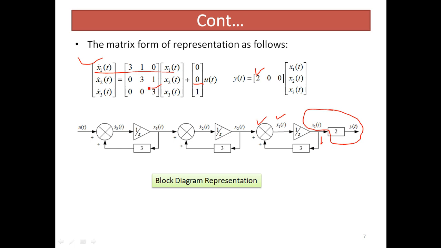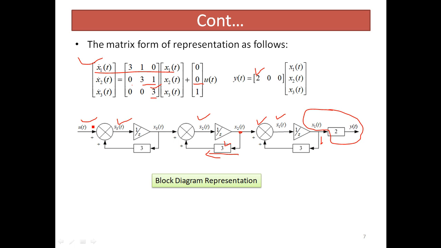Similarly, x2 dot t equal to 3x2t plus x3t. x2t is left to the integrator. It is equal to 3 of x2t. So x2t is sensed from here and multiplied by a gain of 3 and fed to a summer where x3 is also an input. Similarly, x3 dot t equal to 3x3t plus ut, where x3t is sensed from here. So in this way we have completed our block diagram representation as well as matrix representation of the state space model.